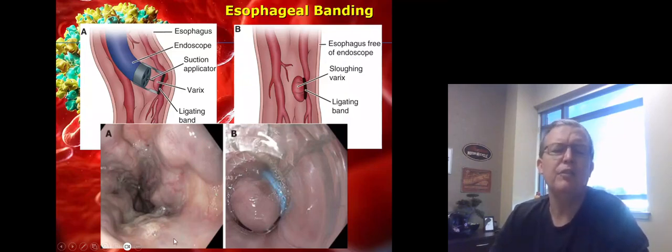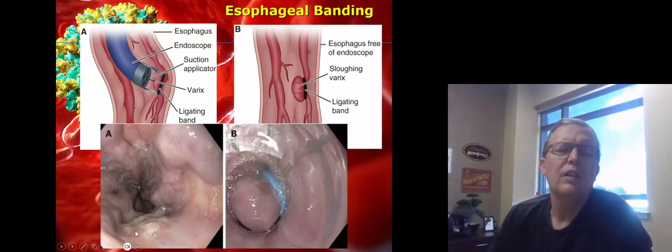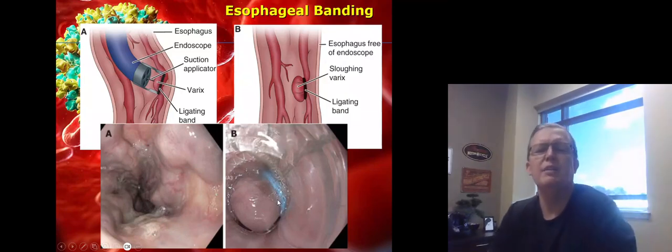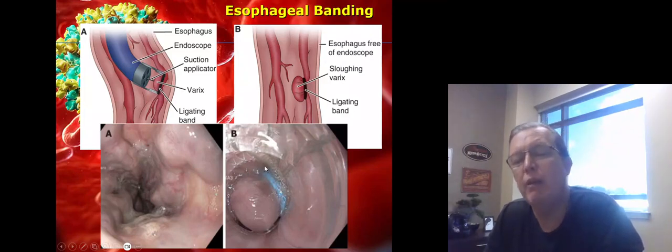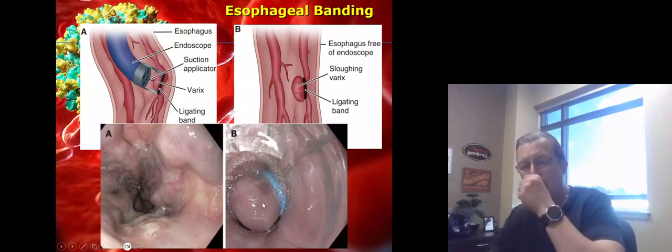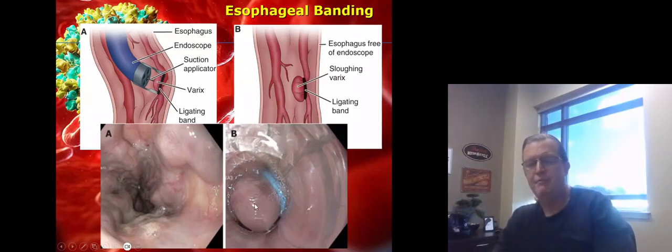And you can see in this picture, I don't know exactly where the varix is here, and you can see they go in with the band and draw up the tissue, and now you can see the camera is rotated just slightly. You can see the banded tissue here, and the banded tissue here, and the blue area right here is the band. That's the band holding the variceal tissue, and ultimately this will necrose and slough off and fall away.